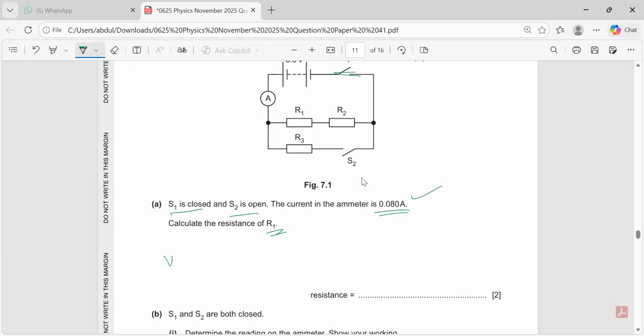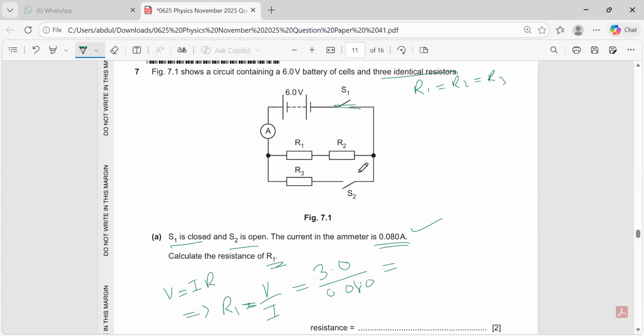No problem. Very simple. V is equal to IR. This implies that R1 will be equal to V over I. Current is the same, but 3.0 over I, which is 0.080. When I'm calculating it, you may be thinking, sir, voltage is 6, why are you using 3? I want you to answer it, otherwise I will be explaining.